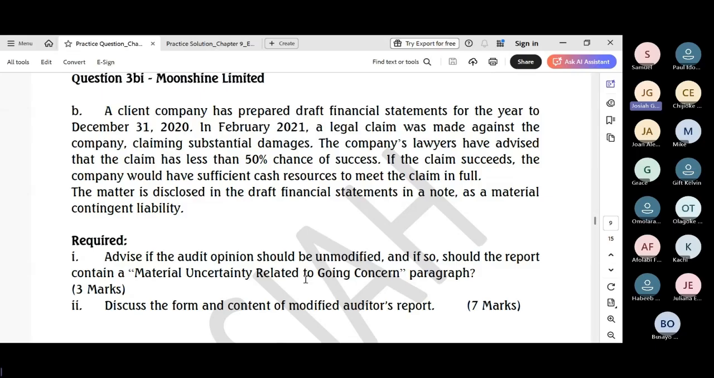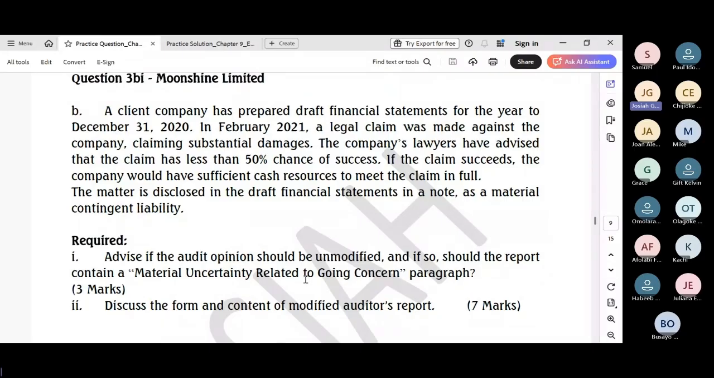Take note of that. Then for the audit opinion, which is unmodified, since the accounting treatment, disclosure as a contingent liability, is correct under IAS 37, and under IAS 10 it is a non-adjusting event, then there's no material misstatement. So therefore, in my opinion and from the examiner's answers, the audit opinion must be unmodified. That's the answer. So the going concern paragraph is inappropriate.